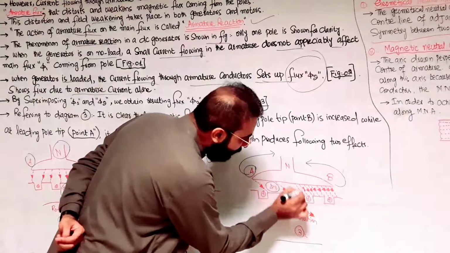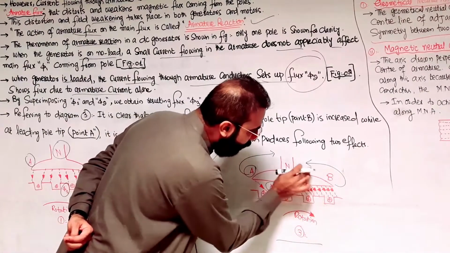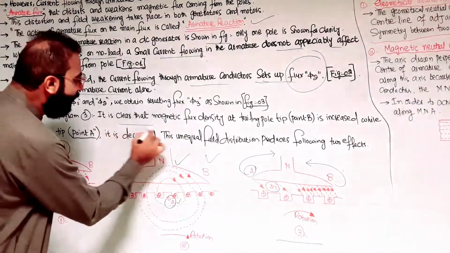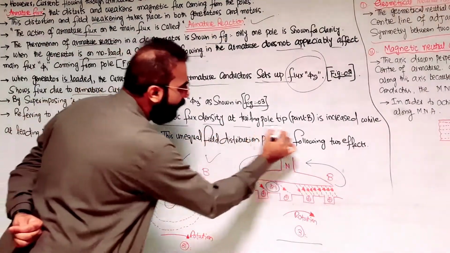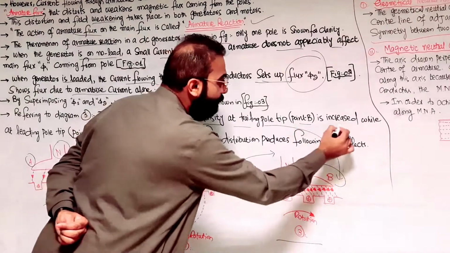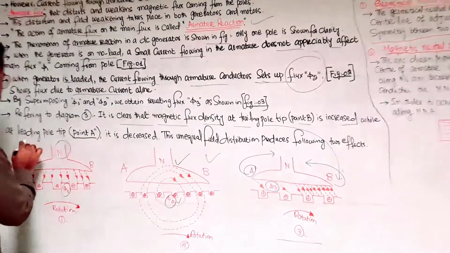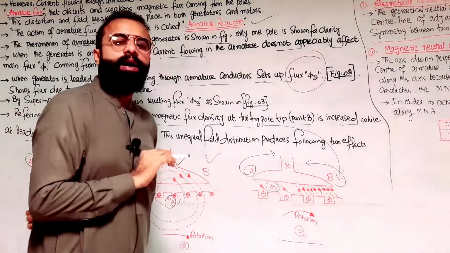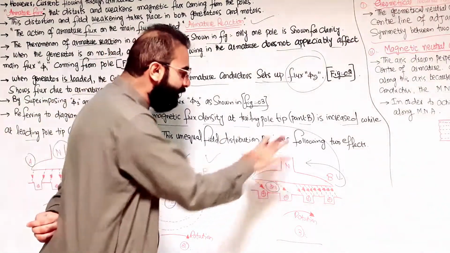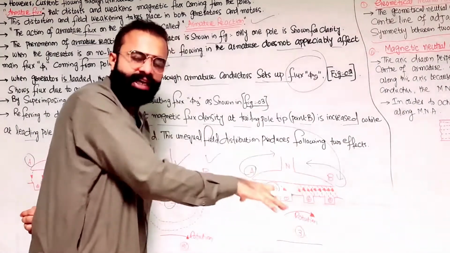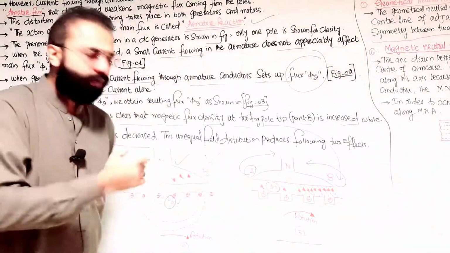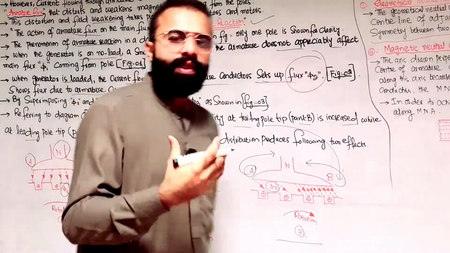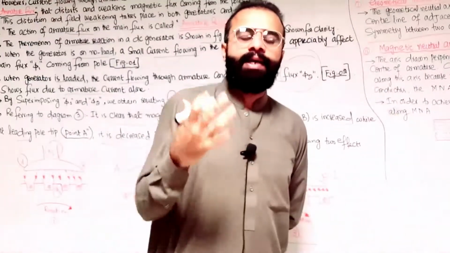What happened? The higher flux density you can see is on the trailing tip of the pole, B. So it is clear that the magnetic flux density at the trailing pole tip, point B, is increased, while at the leading pole tip A it is decreased. It is due to the armature reaction. So this unequal field distribution takes place because of the armature reaction. Now this unequal field distribution produces two possible effects in the DC machine.